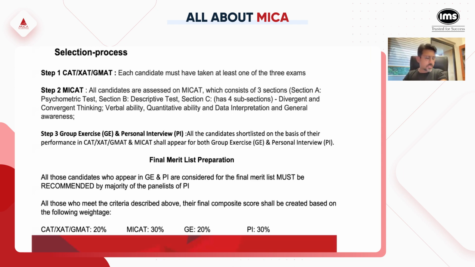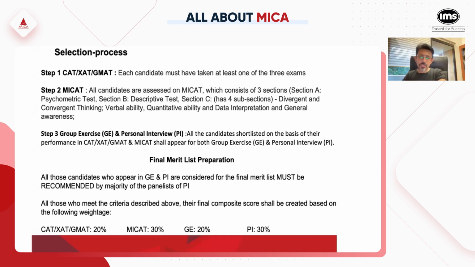MICAT essentially consists of three sections, and I've written this down in brackets over here. Section A is a psychometric test. Section B is a descriptive test. And Section C has four subsections to it. The first subsection is divergent and convergent thinking. The second is the verbal ability test. The third is quantitative ability. And the fourth is general awareness.